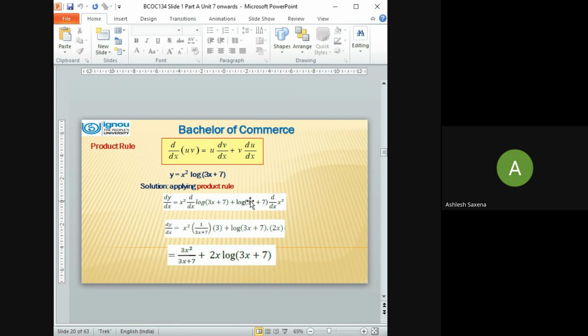Moving further, this will be written as it is. The derivative of x square will be 2x. Now simplify it. 3 into x square is 3x square upon 3x plus 7, plus 2x. Bring this forward: 2x log 3x plus 7.